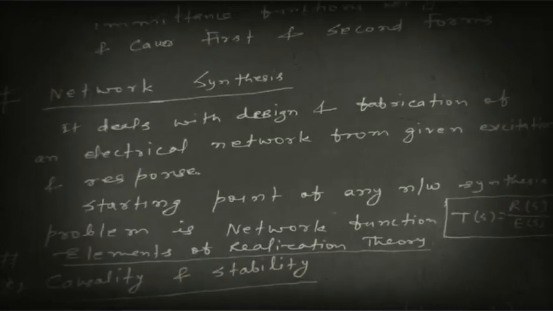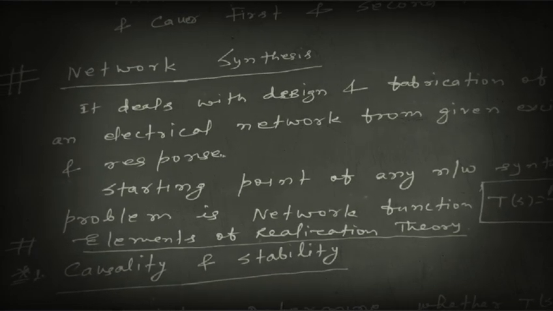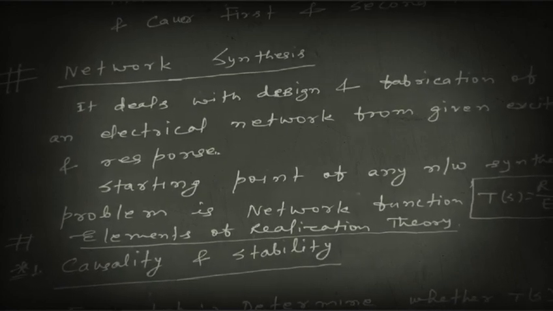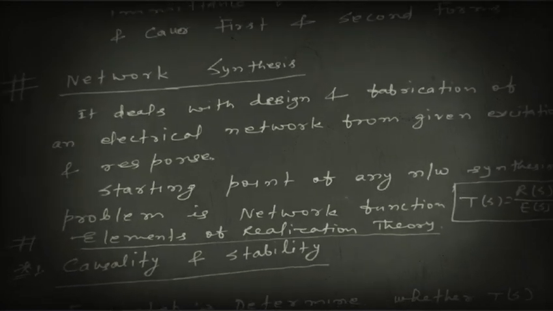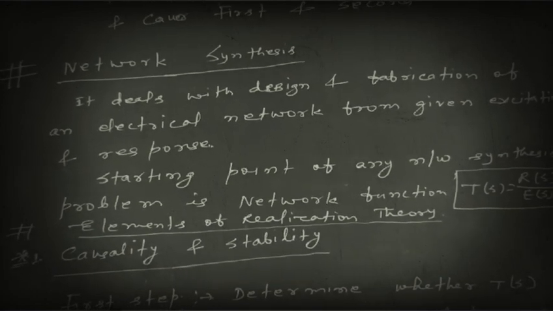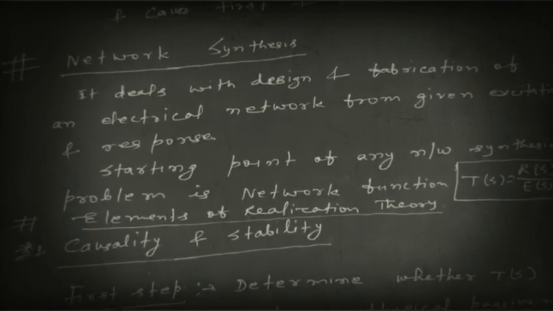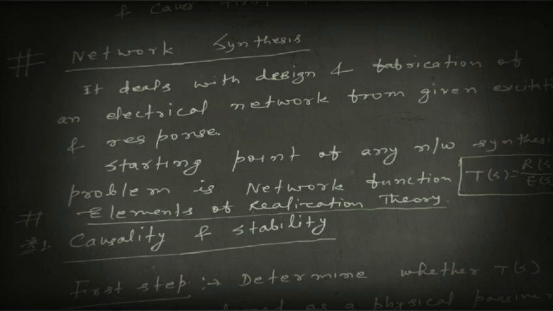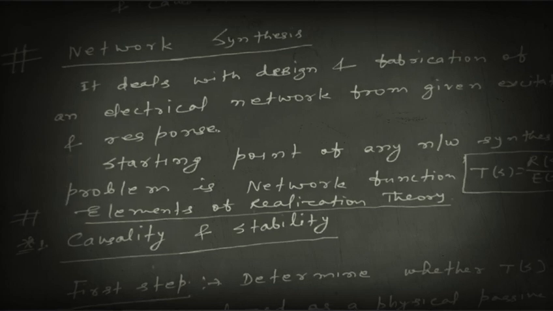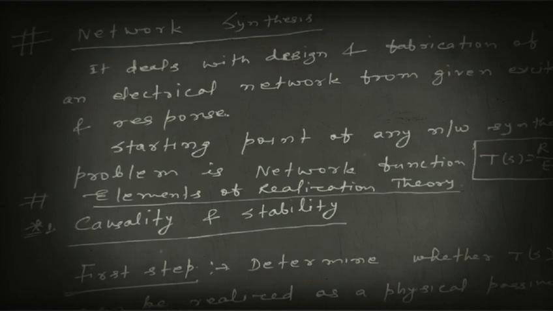So let's start. We have the elements of realization theory. So what is the meaning of elements of realization theory? Suppose a network function is given to us and we have to design the electrical network. Designing the electrical network means we have to construct the network. It means the network will contain the values of resistances, inductances and capacitances. So we have to find the resistors, inductors and capacitors connected in the network. For this we must have the realization of network functions. That means whether the network function is valid or not.